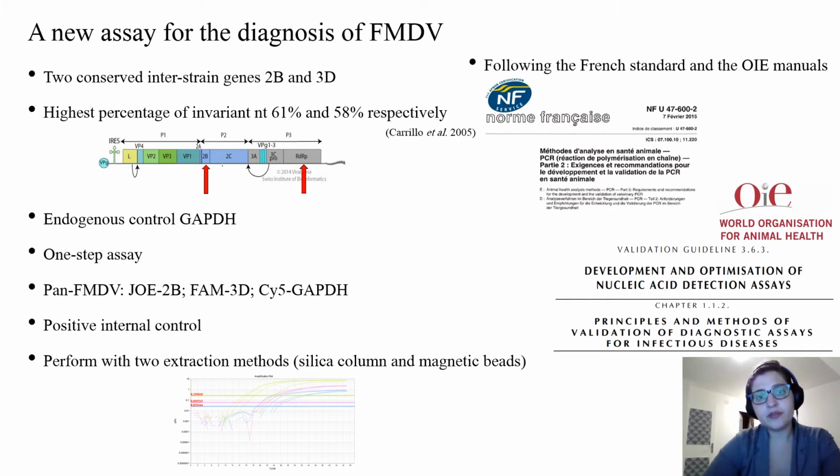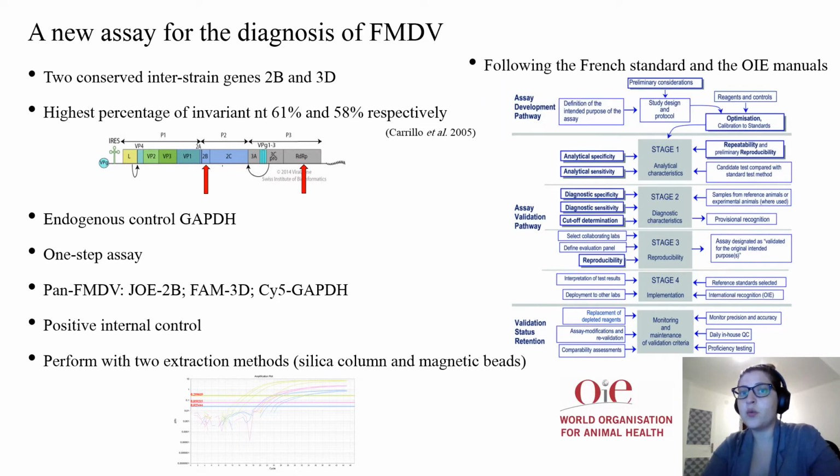Its development and validation were carried out with two parallel nucleic acid extraction methods, silica column and magnetic beads, and by following the French standard and the OIE manuals. The OIE has summarized the validation pathway, and this is what I will present to you today, and you can follow the progress of the steps on each slide.